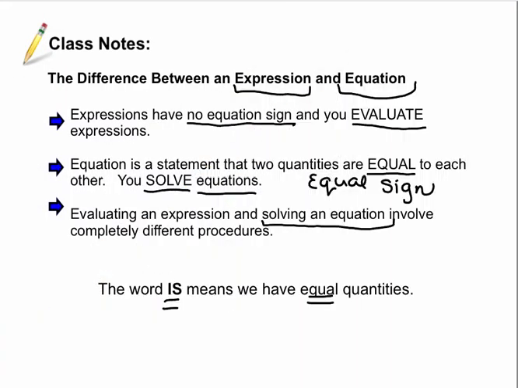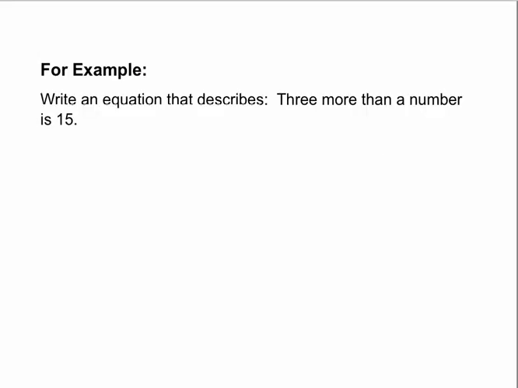So let's try. If you need your little word chart, please feel free. We always start off with easier ones in class. So, 3 more means to add, then a number, pick a variable. I'm going to pick R this time. Is means equals 15. You just wrote your first equation. Notice it's an equation because we have an equal sign.